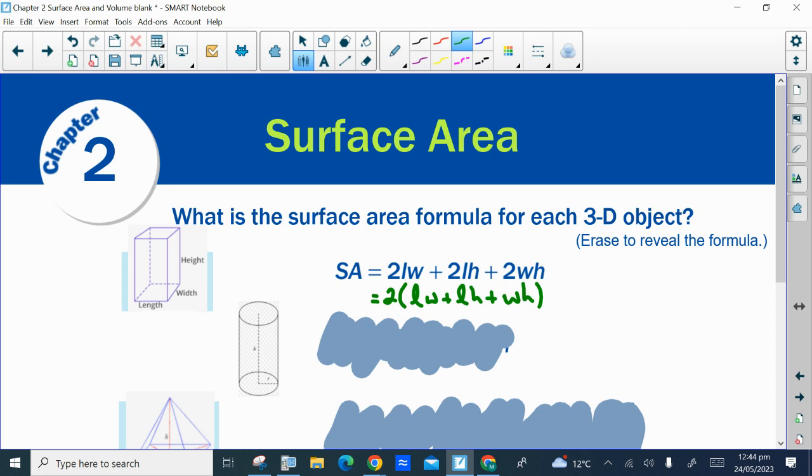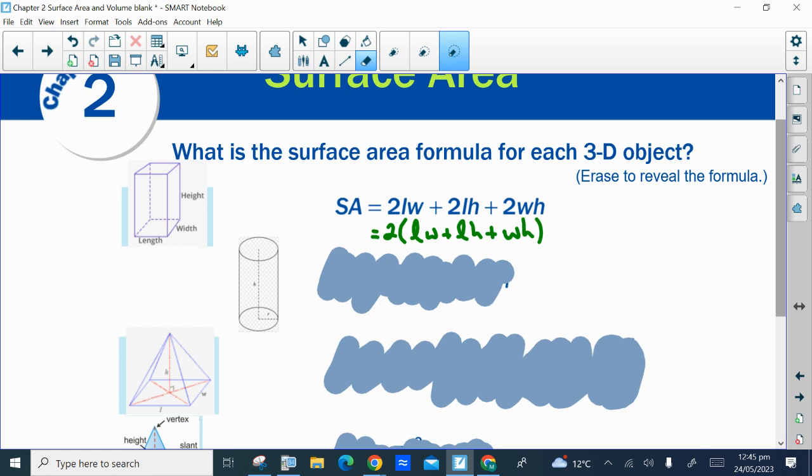Right, and this formula is, excuse me, on the formula sheet. It does say twice LW plus LH plus WH. So that's the formula that's on your formula sheet if you look on there right now. SA prism. It's in the middle on the right-hand side. It says SA for surface area of a prism. 2 times, in brackets, LW plus LH plus WH. So that's that formula. The second formula will be the surface area of a cylinder.